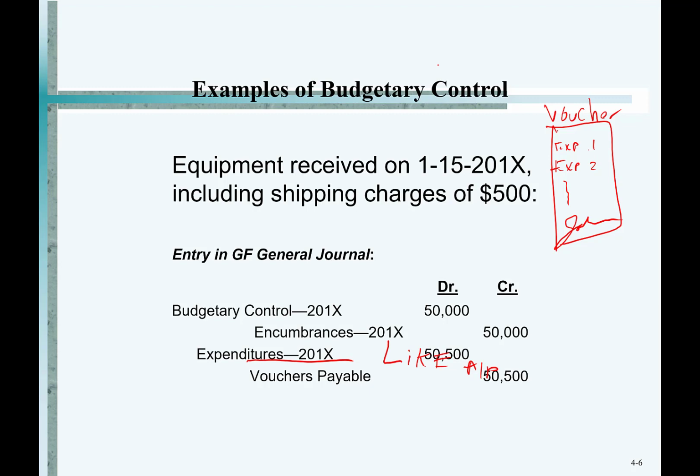Let's go the other direction. Let's say it came in at actually $49,000. When we ordered it, we thought it was going to cost us $50,000. We debit encumbrances, credit budgetary control for $50,000. When the stuff comes in at an actual invoice price of $49,000, debit the budgetary control for $50,000, credit the encumbrance for $50,000, debit expenditure for $49,000, credit the vouchers payable for $49,000.